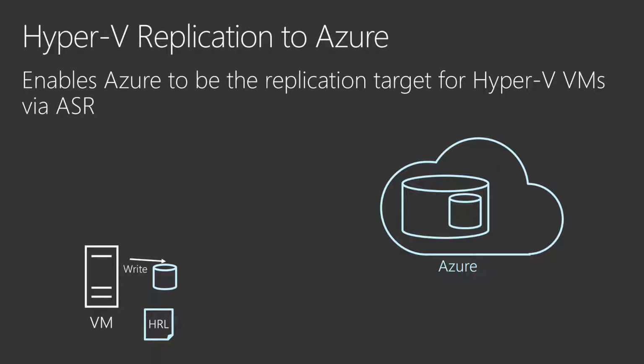So how does it work? A VM writes on the disk. After it writes on the disks, it will write on the Hyper-V replica log. That log is sent to the cloud, to Azure. It will commit into a VHD on Azure, and you are not using any compute. This is only using the ASR service and of course the storage.